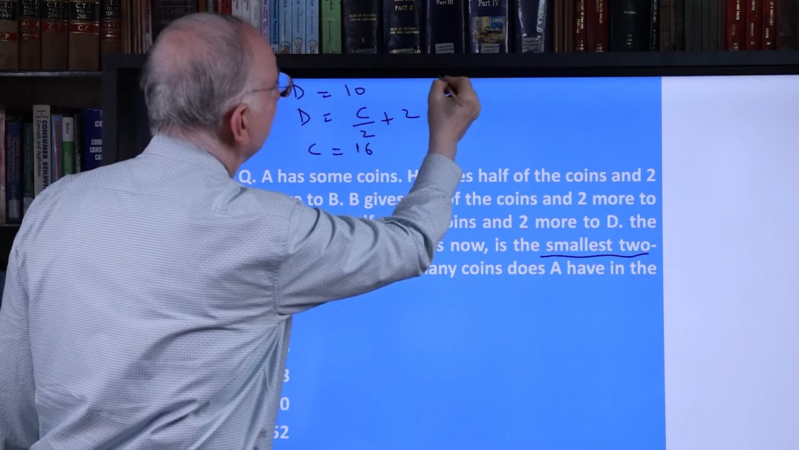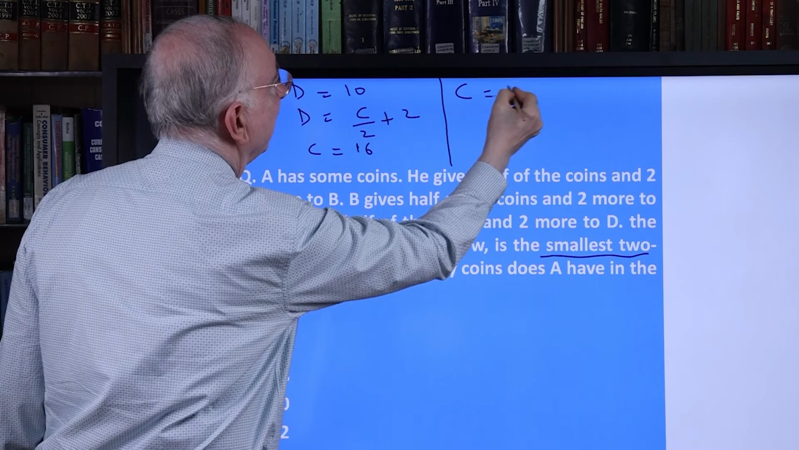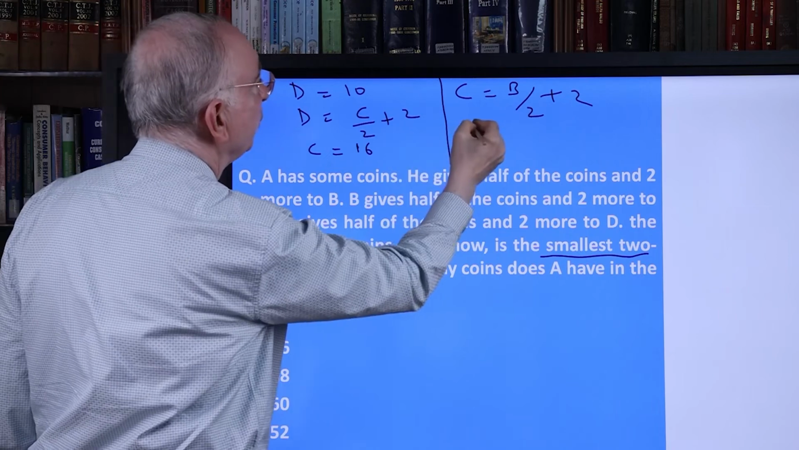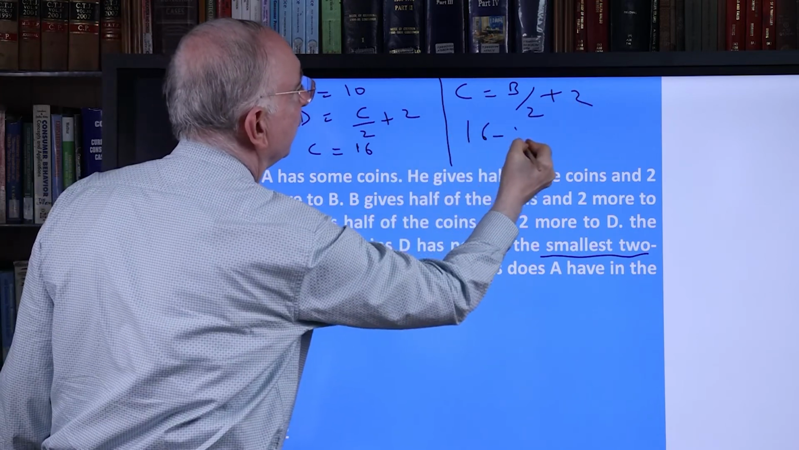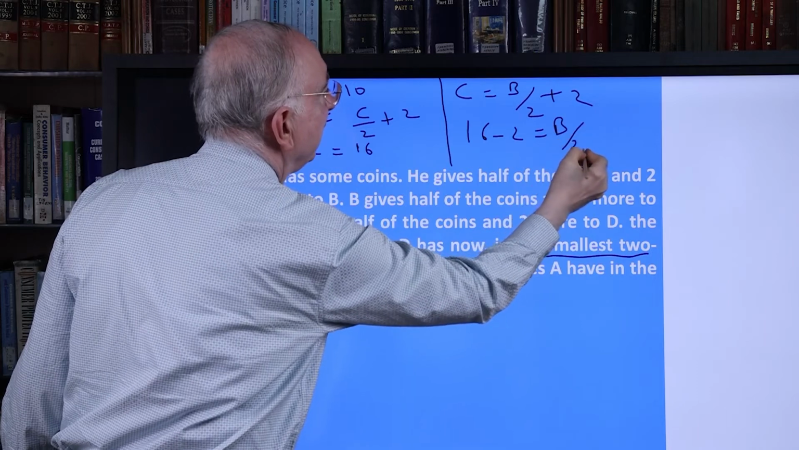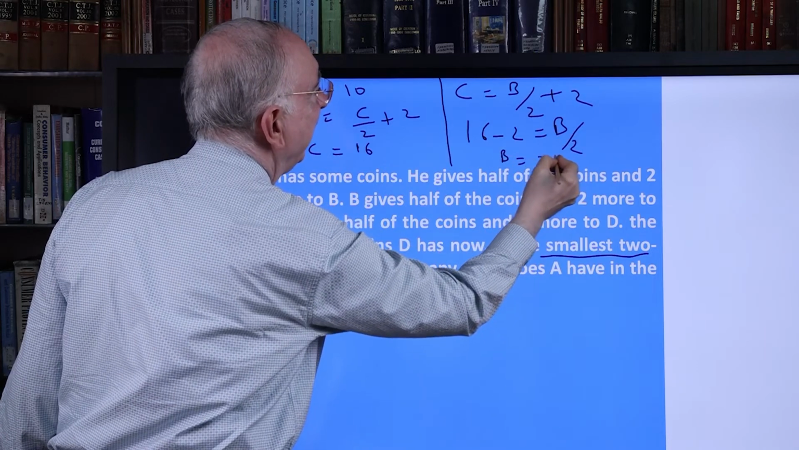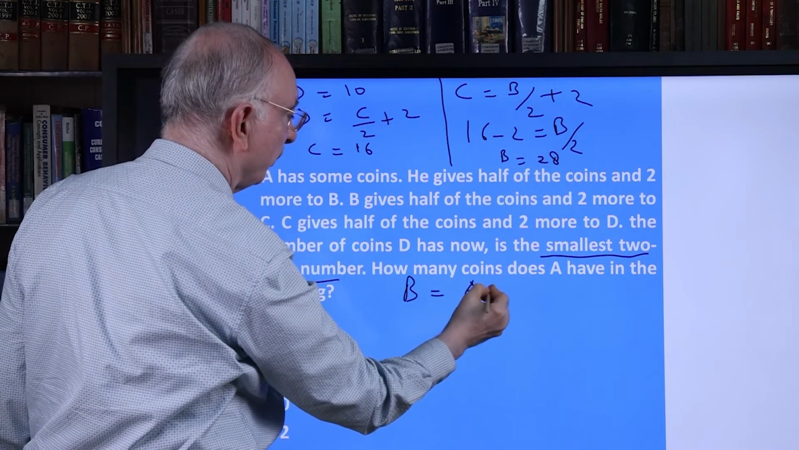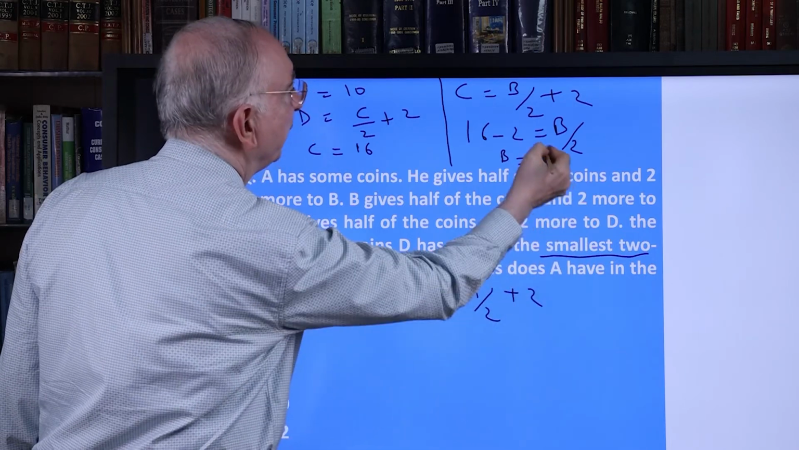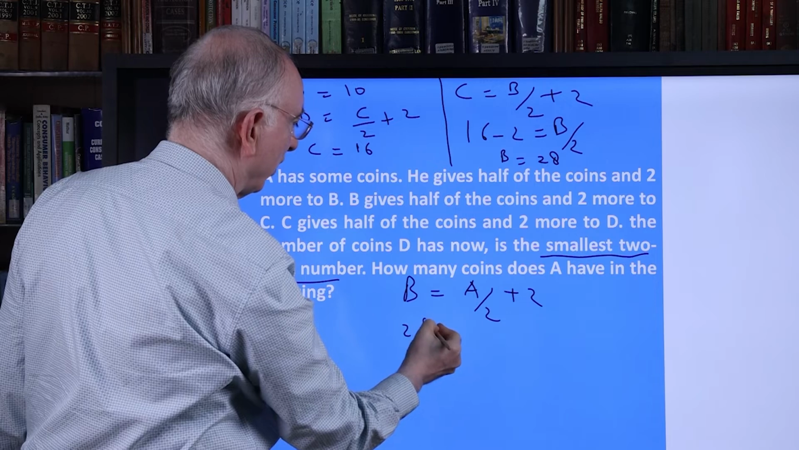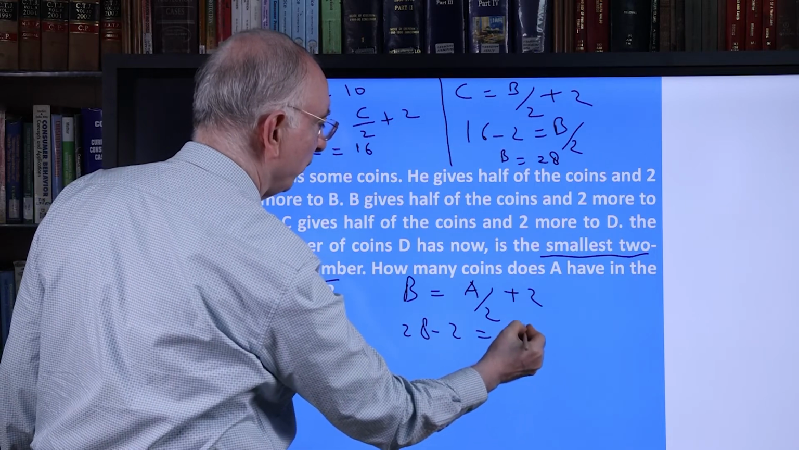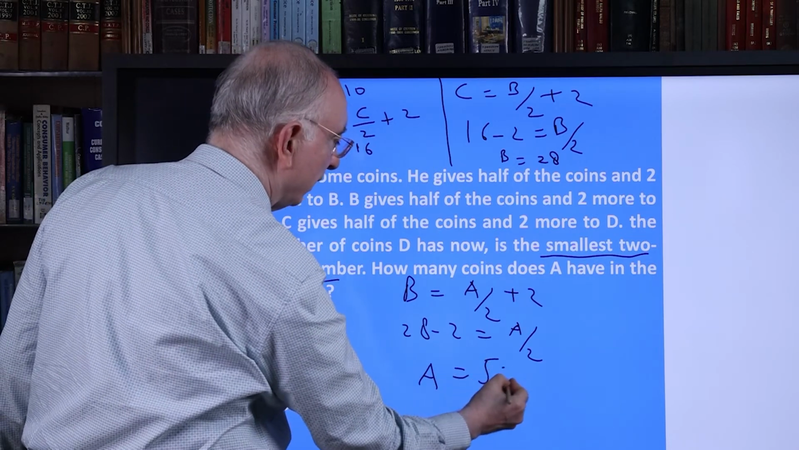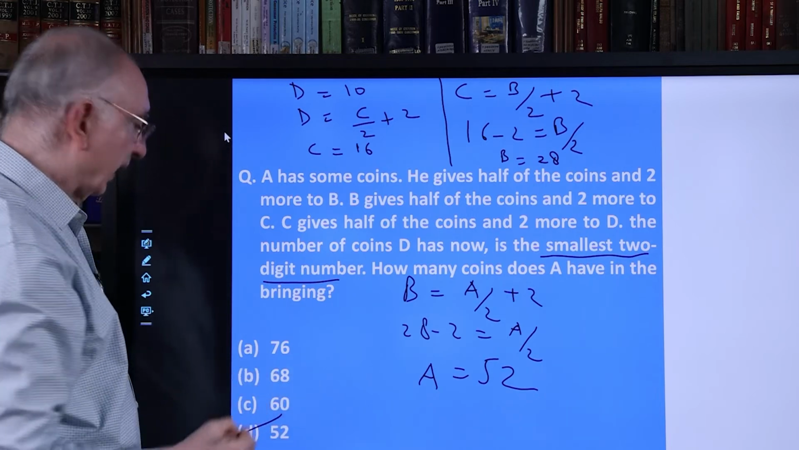Now C is also equal to B by 2 plus 2, and we substitute C as 16, this minus 2 is equal to B by 2, that means B is equal to 28. But B is also equal to A by 2 plus 2, we substitute B is equal to 28 minus 2 is equal to A by 2, that means A is equal to 52. Therefore option D is the correct answer.